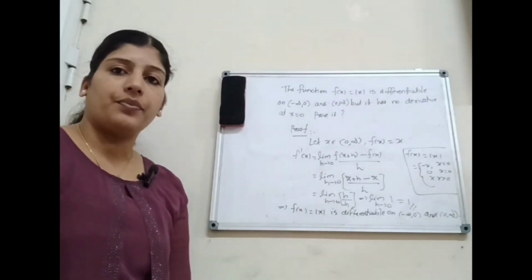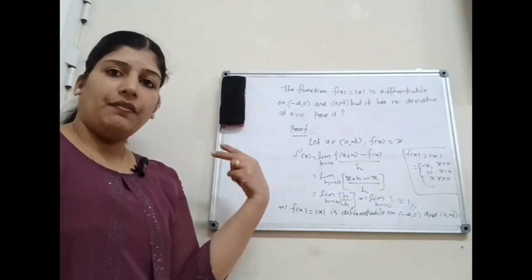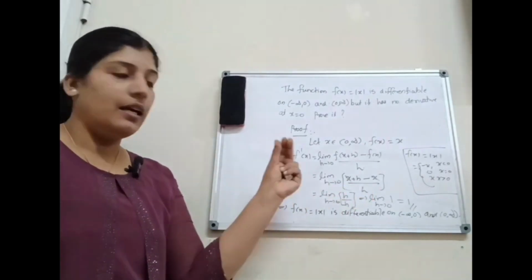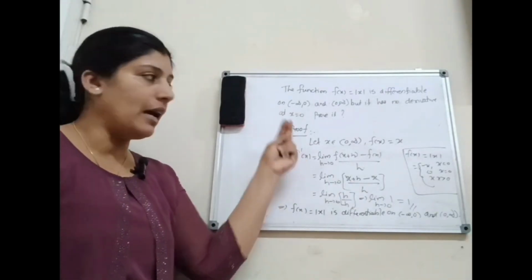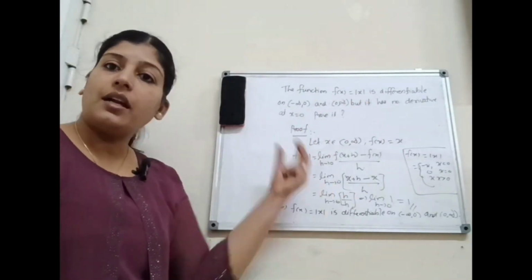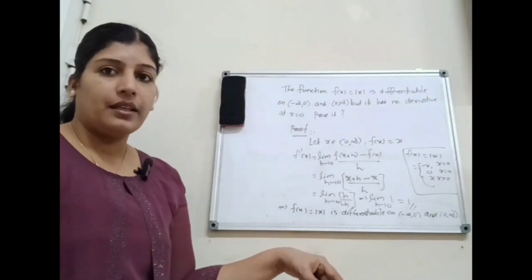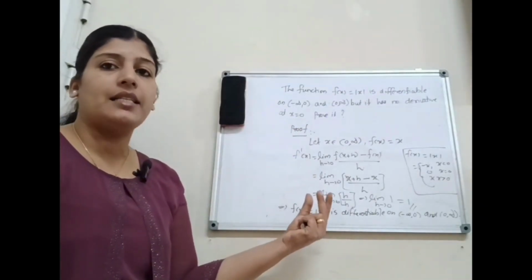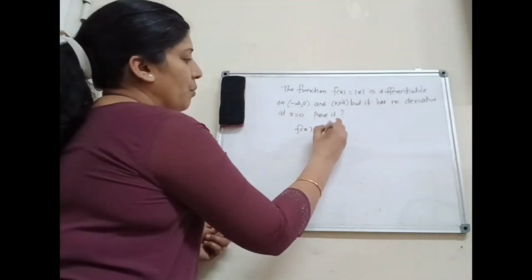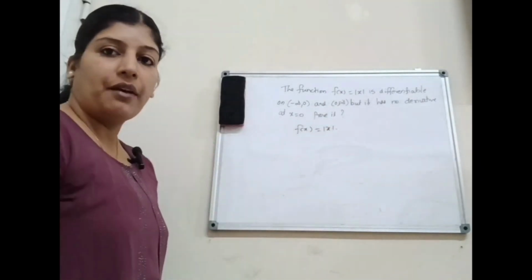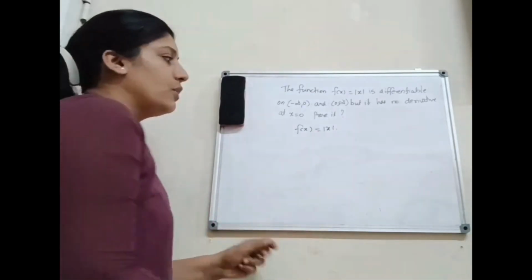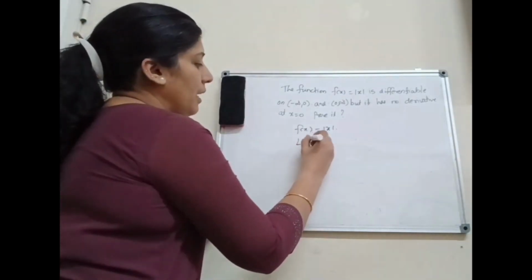How can we consider this? Here we have to consider the left side of 0 and the right side of 0. That means we have to find out the left hand derivative at x equal to 0 and the right hand derivative at x equal to 0. If these two derivatives are equal, then we can say the function is differentiable at x equal to 0. The given function is f of x equal to mod x. First, we have to find out the left hand derivative of the function at x equal to 0. It is denoted by L f dash of 0.